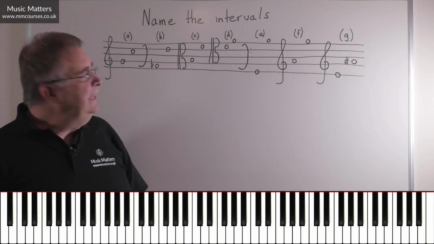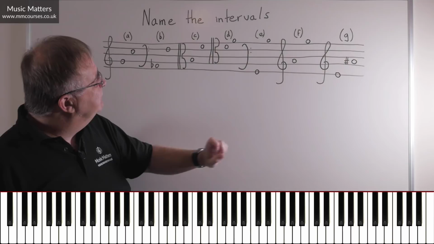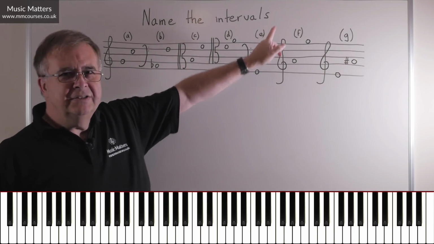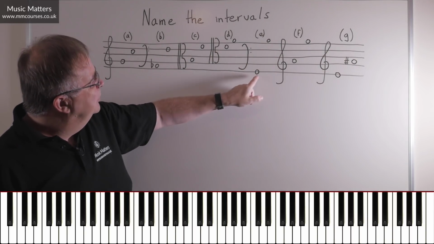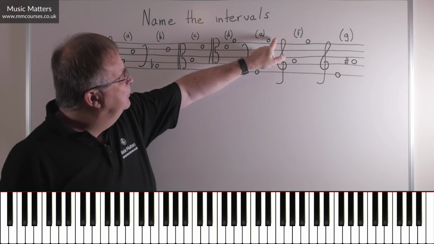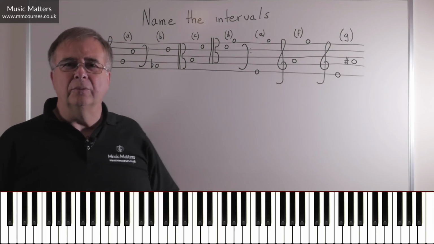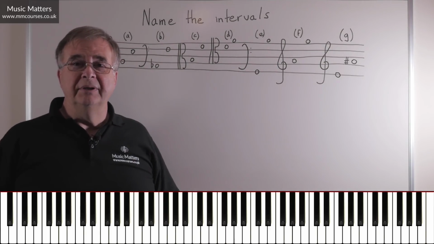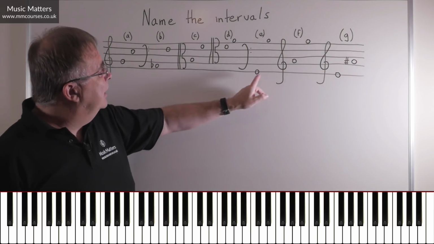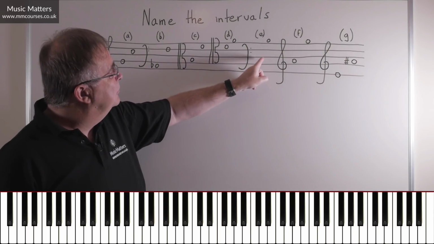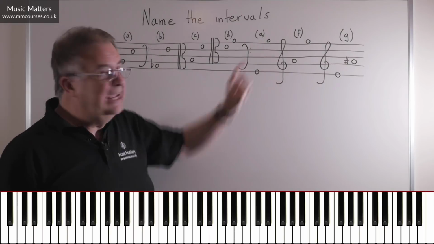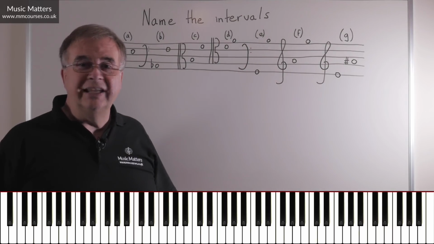Okay, for interval E, we're back into the bass clef. Now, quite a wide interval this time. So what have we got? We've got G at the bottom and we've got B at the top. Two ways of describing this. First of all, you can count up. You can go 1, 2, 3, 4, 5, 6, 7, 8, 9, 10, and you can say that's a tenth.